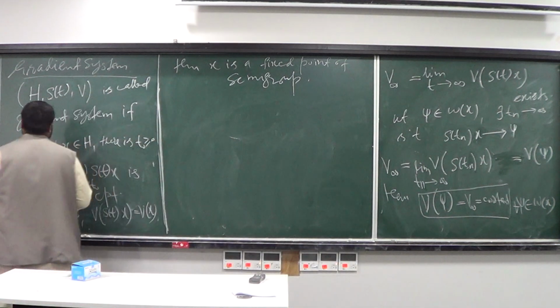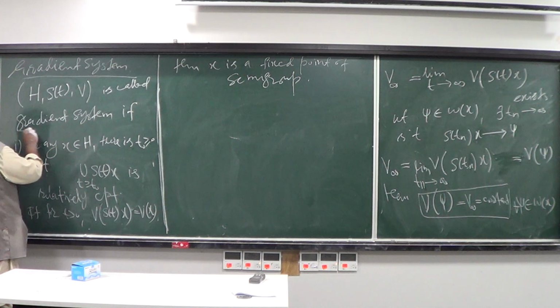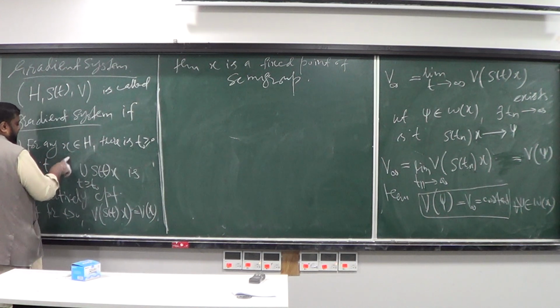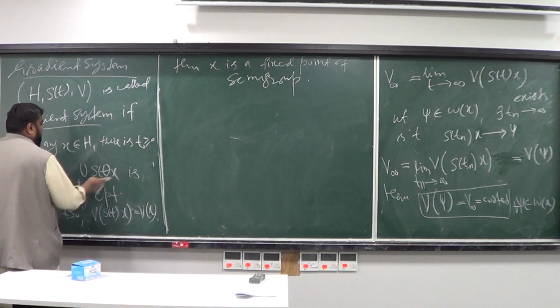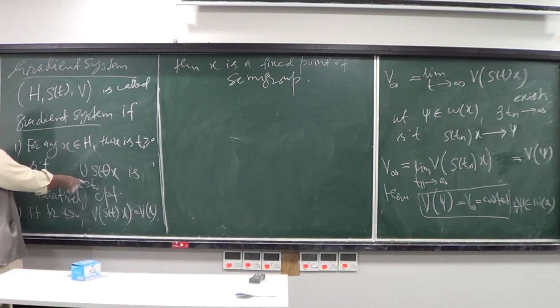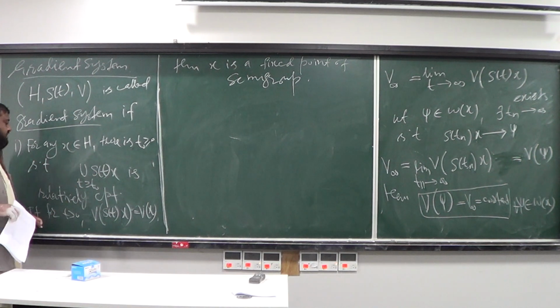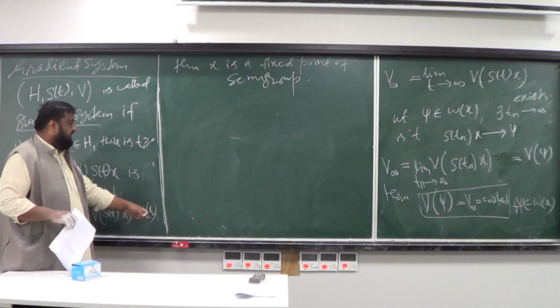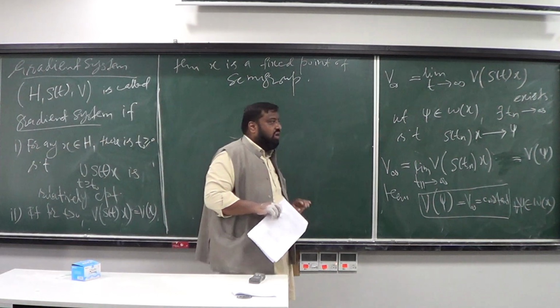this is. And this definition is that a triplet, a complete metric space, S of t, V, you're going to call it a gradient system if for any x in H, you are always going to find an instant t naught such that such orbits are relatively compact. And if you have some t for which V of S of t x is equal to V of x, then x is the fixed point of the semigroup.